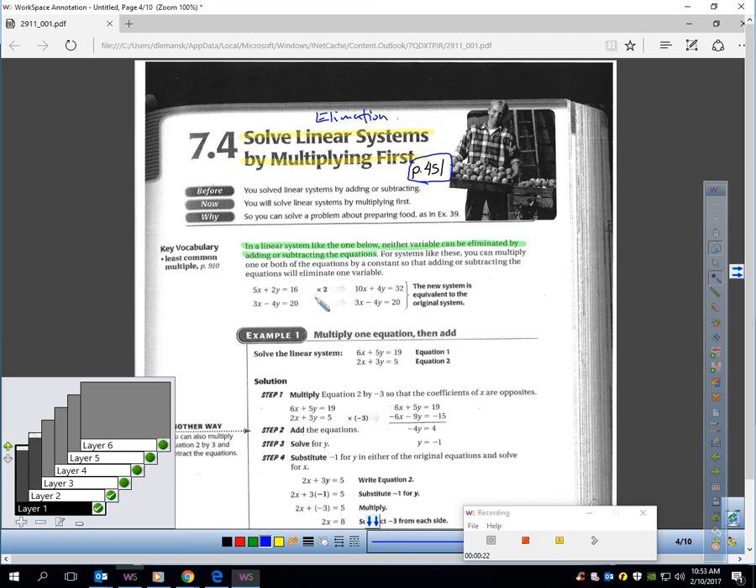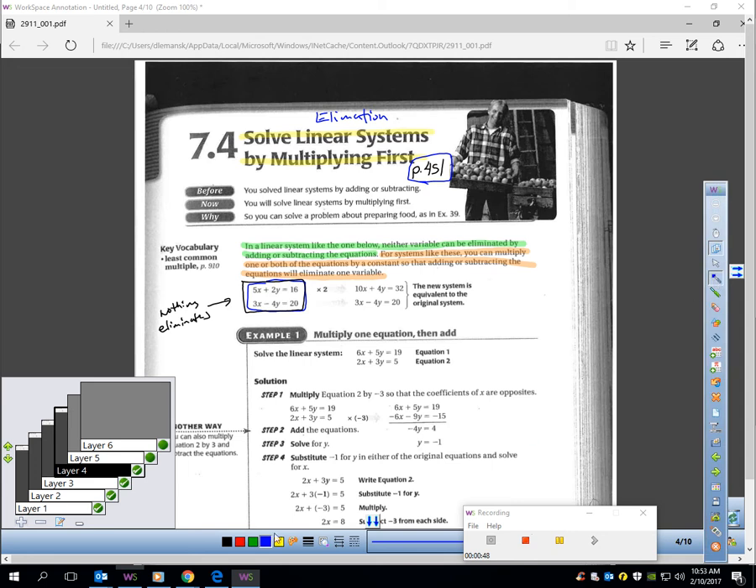In a linear system like the one below, neither variable can be eliminated by adding or subtracting. So when you look right here, you notice this problem isn't set up to eliminate. So what am I going to do? You can still eliminate if you do some multiplication first. You notice nothing's eliminating here. So if I multiply one or both of the equations, I can now set up an elimination.